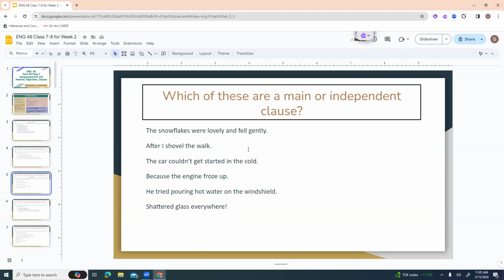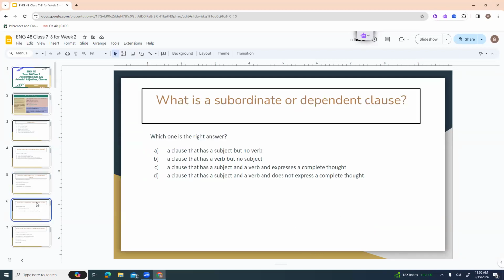"Shattered glass everywhere." All right, is that a complete sentence? Well, is there a subject? No, it's not. Is there a verb? Shattered, sure. Can it stand by itself? No, it's a sentence fragment. So yeah, warning to the wise, in case you've never thought about it, glass does not like hot water.